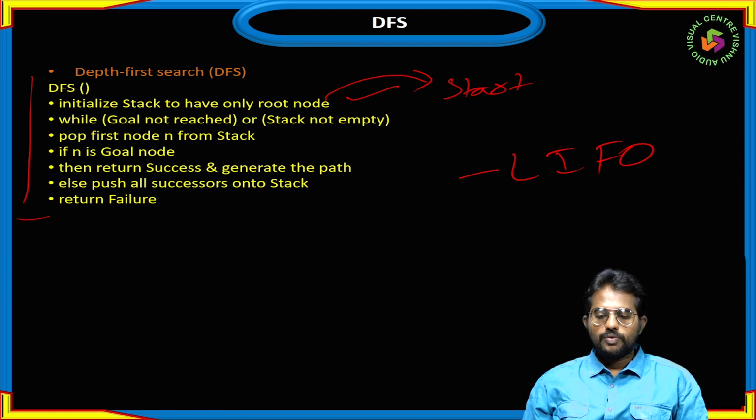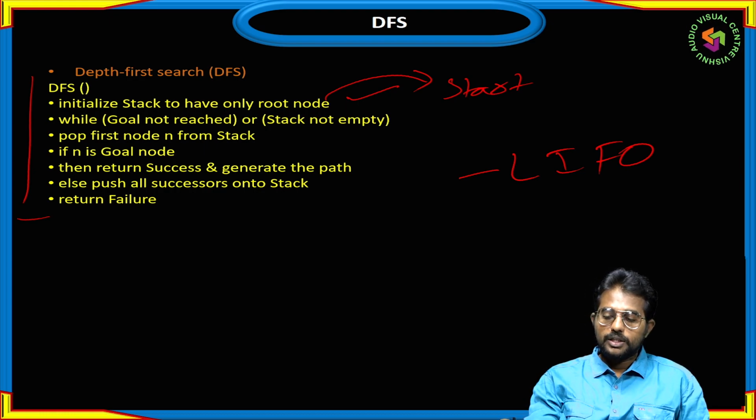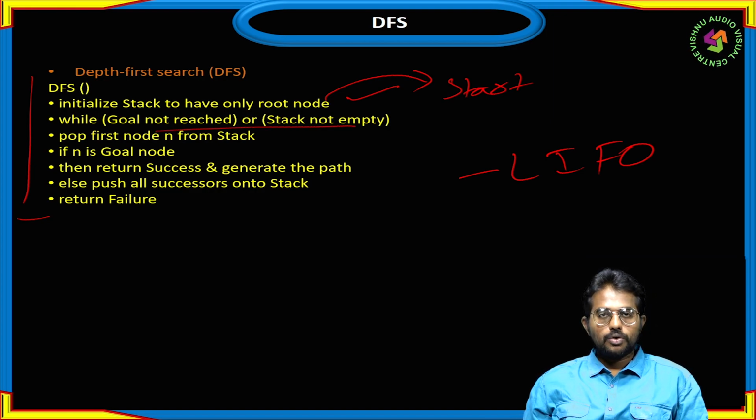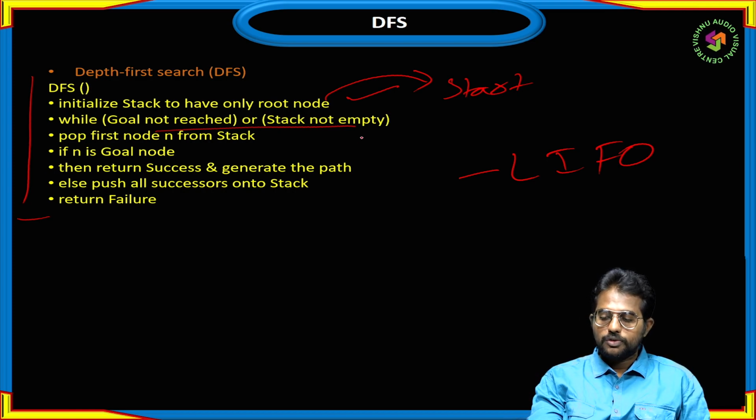Next we will check the while condition. In this while condition, we check two different conditions: either the goal node has been reached, which is the first condition, or the stack is empty. These are the two conditions. Until either the goal node is reached or the stack becomes empty, we are going to execute these four statements.